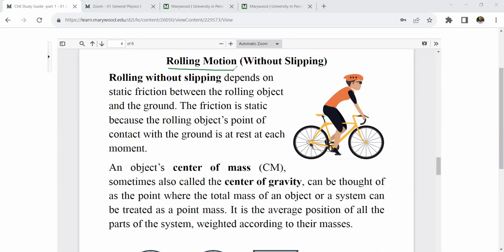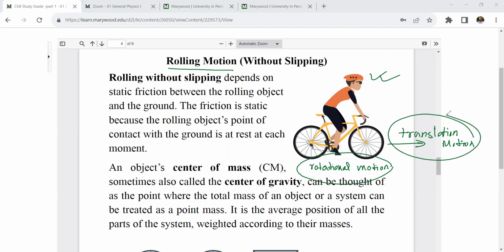Rolling motion is involved when you ride a bike. When you ride a bike, the wheels undergo rotational motion, right? And at the same time, you move forward. That means we also have translational motion, or linear motion. So rolling motion basically involves both translational motion and rotational motion. When you combine both together, it gives you rolling motion.